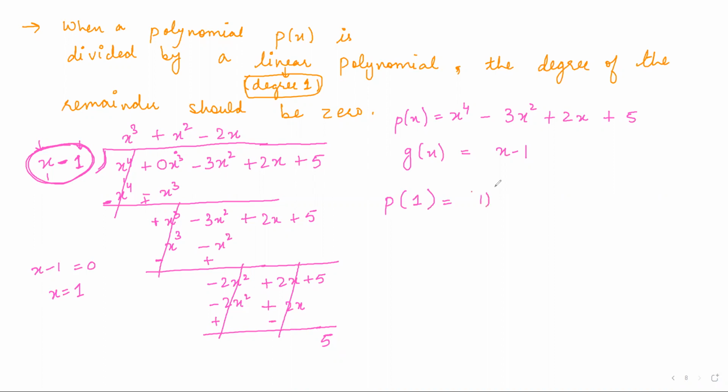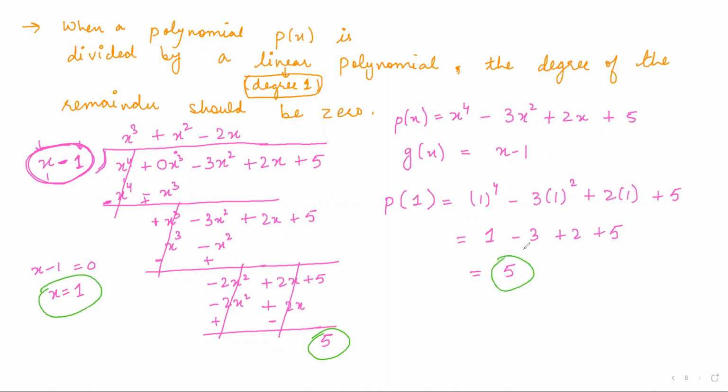So you put 1 to the power 4 minus 3 into 1 to the power square plus 2 into 1 and plus 5. So what do I get? I get 1 minus 3 plus 2 plus 5, which is how much? Like 1 plus 2 is 3, 3 minus 3 gone, and only 5. So can you see something here? See, I am getting a remainder 5, right? And if I'm calculating the value of my polynomial at x is equal to 1, again I'm getting 5.